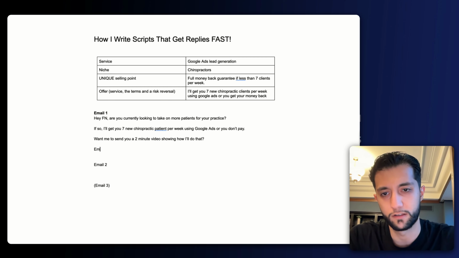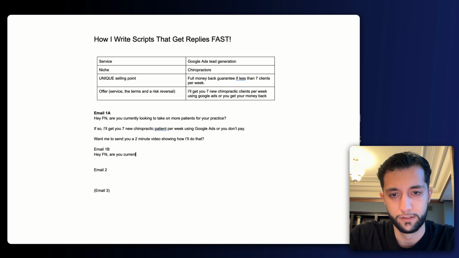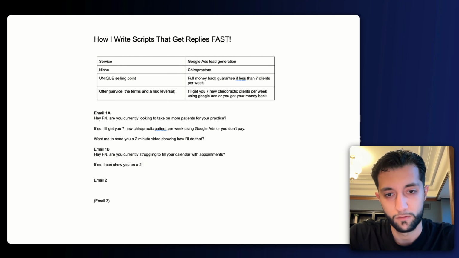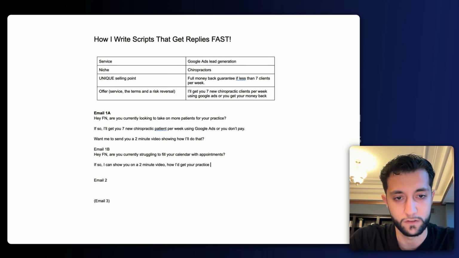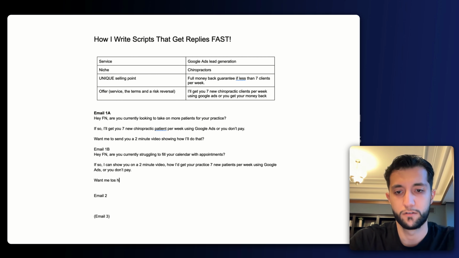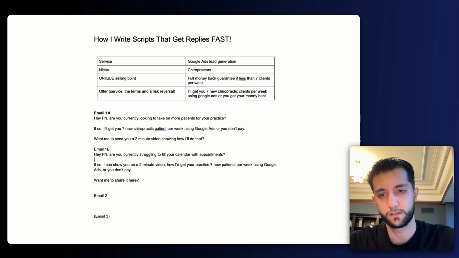You can do that. You can also start a split test, email 1A, email 1B. Hey, first name, are you currently struggling to fill your calendar with appointments? If so, I can show you in a 2-minute video how I'll get your practice 7 new patients per week using Google Ads, or you don't pay. Want me to share it here? Yeah, that's also what I'll do. So let's say we have email 1A and 1B.